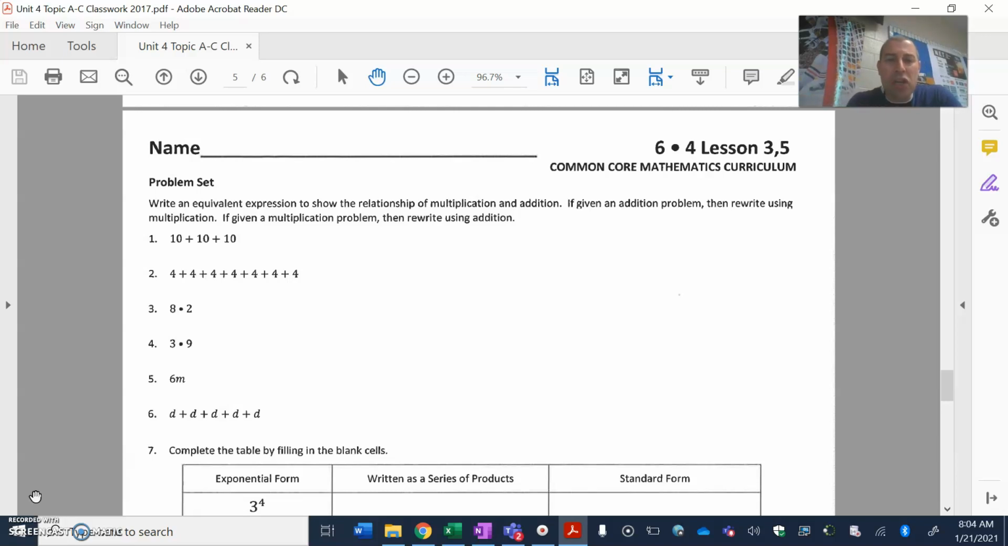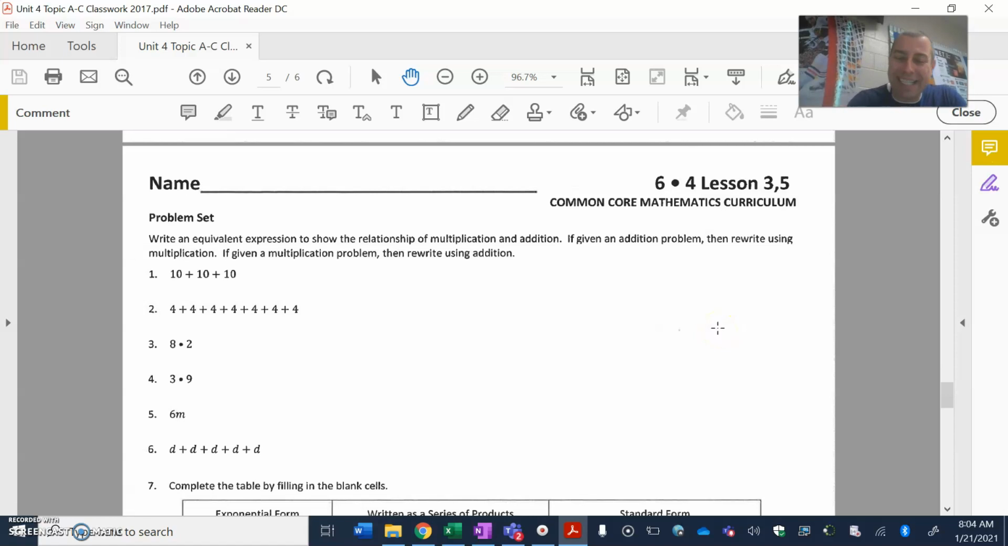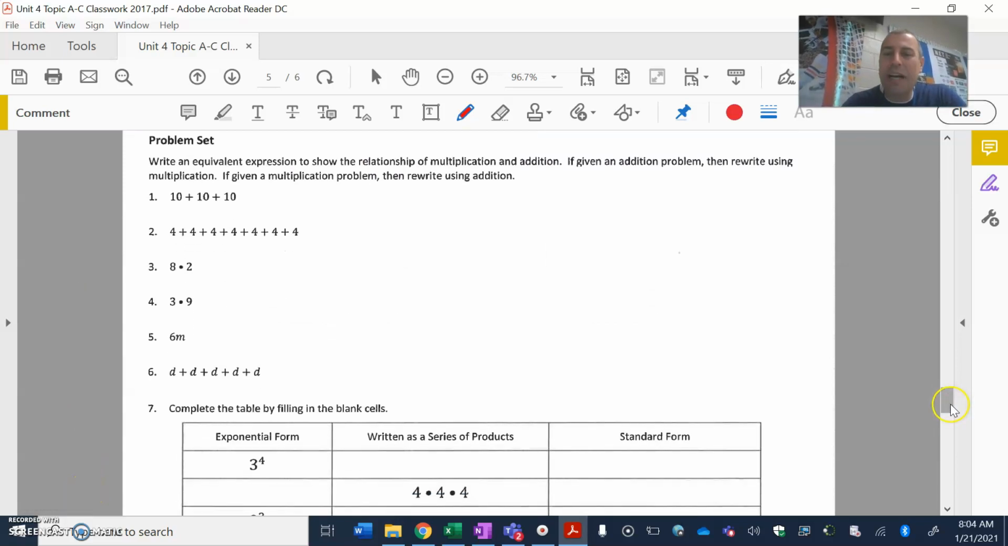I'm noticing here that I've got some repeat addition going on in question number 1. Because it's repeat addition, it's going to be a multiplication problem. Because I see 10 plus 10 plus 10, that would be the same as taking 10 and multiplying it by 3. Remember, we like our parentheses for multiplication. We like our dot for multiplication. Stay away from that X.